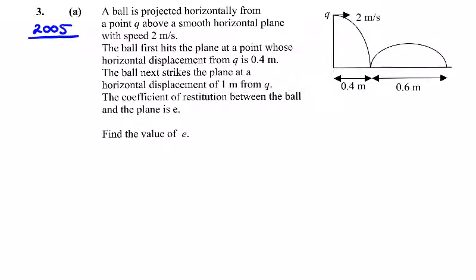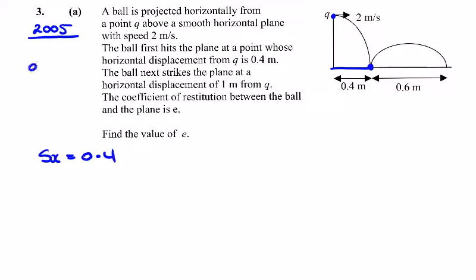So this is the 2005 question 3. Projectile is a ball projected horizontally from a point Q. You can see we're given this diagram here at 2 meters per second. And the ball first hits the plane here. At this point, it doesn't give it a letter. And we're given the horizontal displacement, so S of x is equal to 0.4.